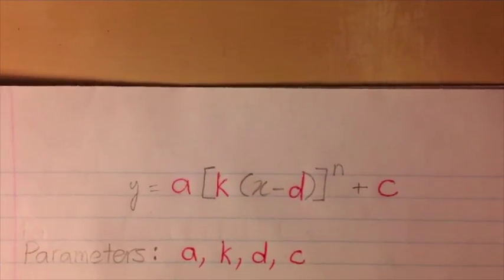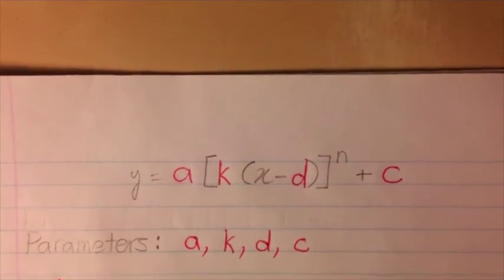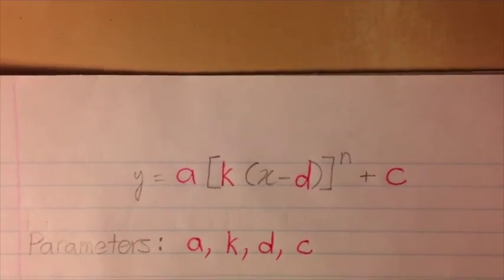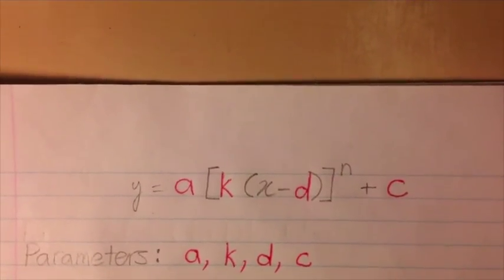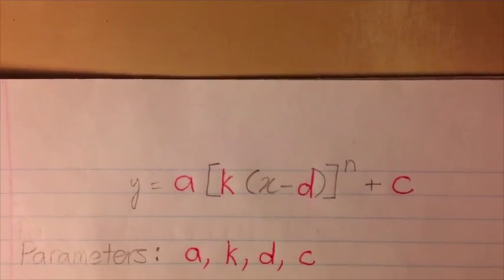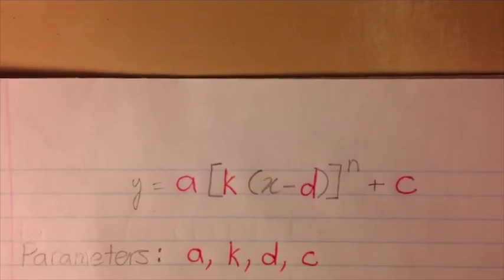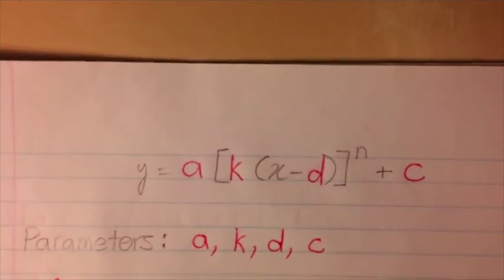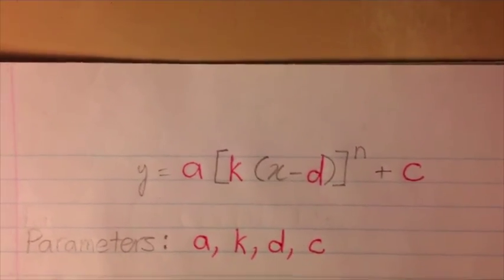Okay, now you might be wondering what this equation means. This equation in this form is obtained when you apply all the transformations to the parent function. As you can see here, all the letters written in red are called the parameters. And what is the role of each parameter? That is what I'm going to talk about now.